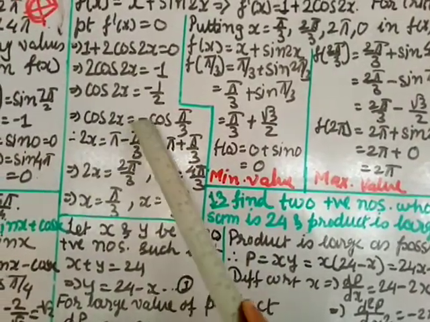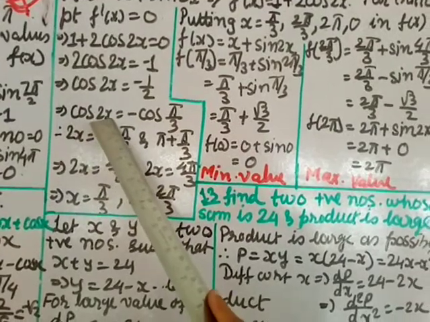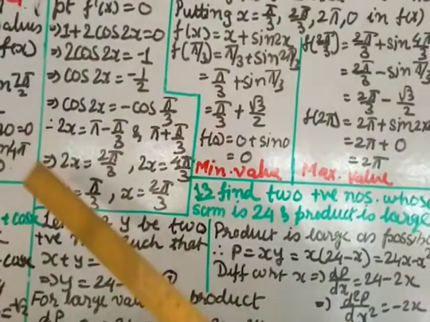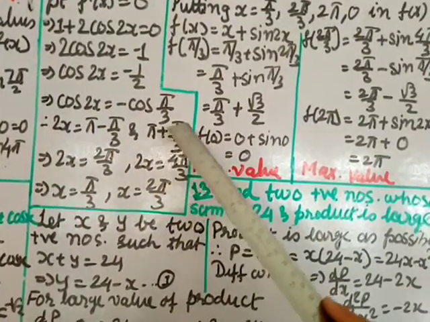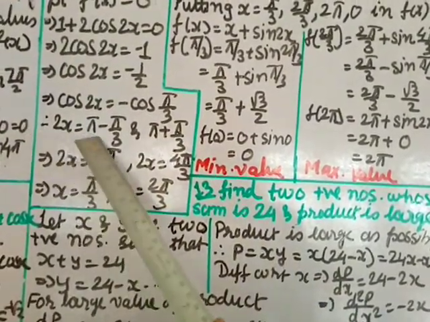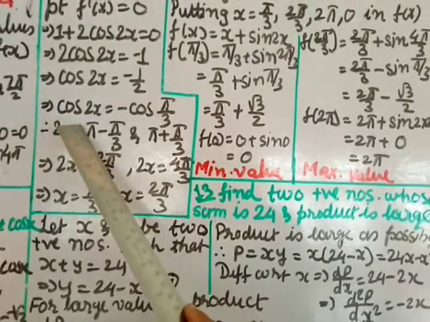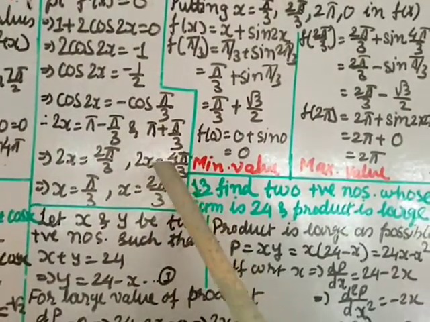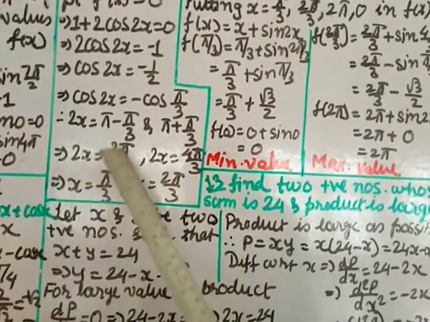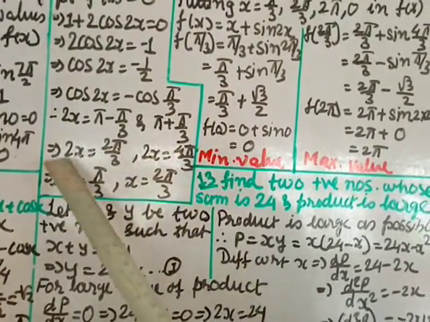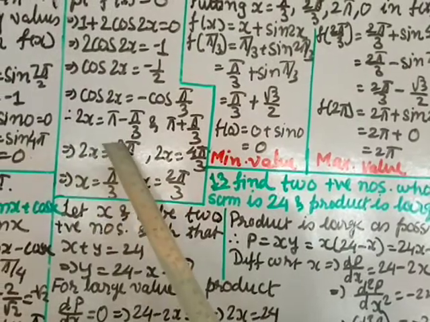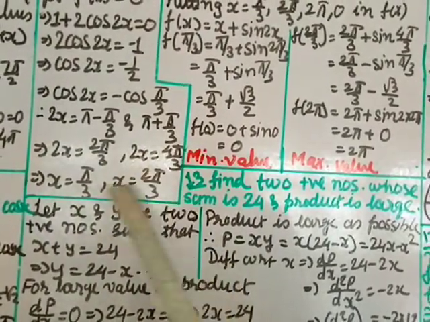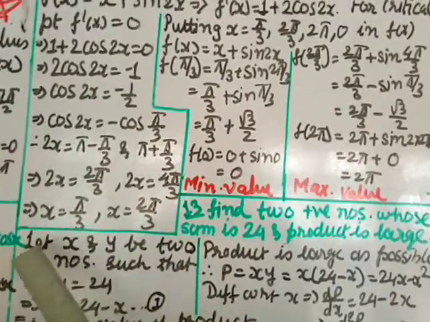Then I can remove the negative sign and compare the angle. 2x is equal to, in the second quadrant, pi minus pi by 3, and in the third quadrant, pi plus pi by 3. So taking LCM here, 3 minus 1, that is 2 pi by 3, and here 3 plus 1, 4 pi by 3. So 2x is equal to 2 pi by 3, and 2x is equal to 4 pi by 3. Transfer 2 here, so 2 cuts and here remains pi by 3. Here you transfer 2, so 2 cuts, so 2 pi by 3. So these are the two points I get.